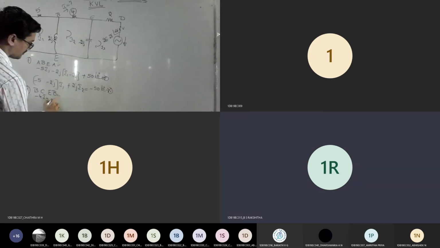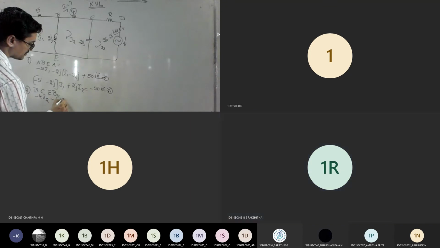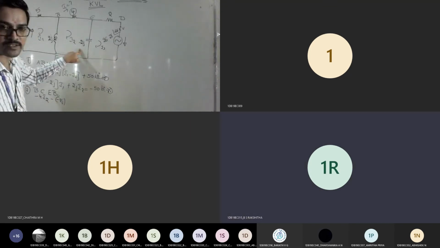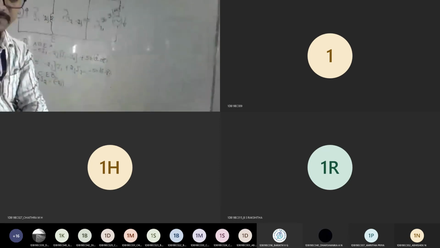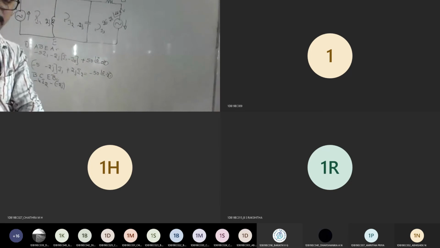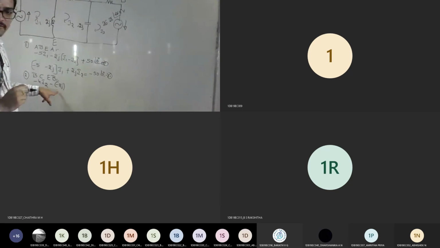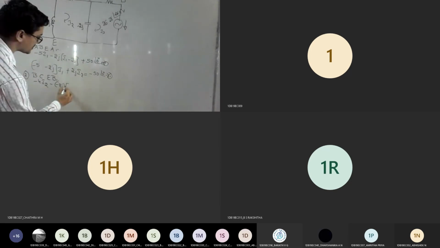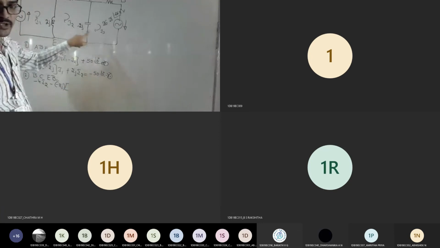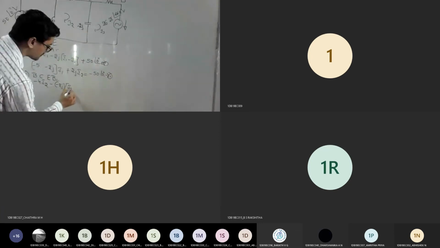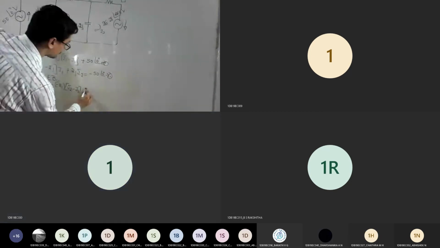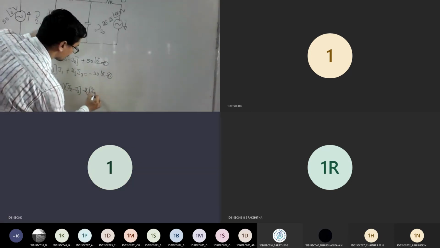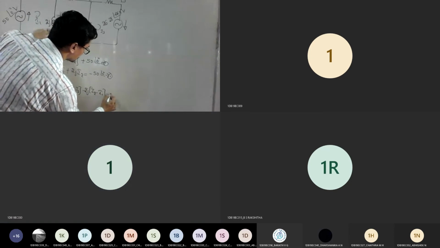So here I told minus of minus 2j, because the value of the capacitor is negative, so you should take minus of minus 2j. Is it visible what I'm writing downwards? Across this, how many currents are flowing? 2 currents. So you should write it as I2 minus I3. Then again here minus 2j, I2 minus I1, equal to 0.